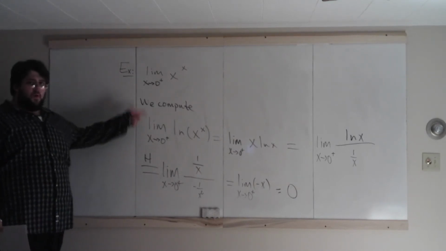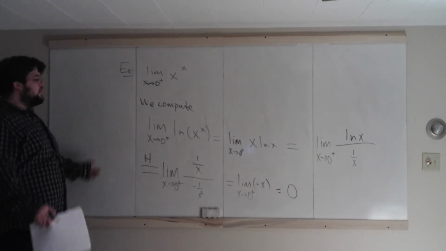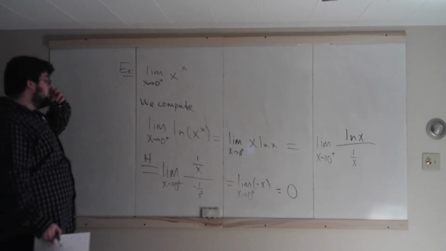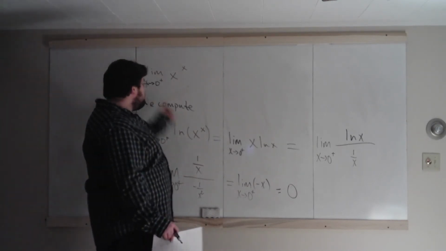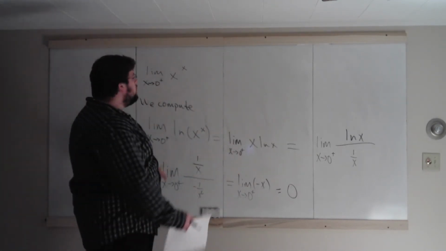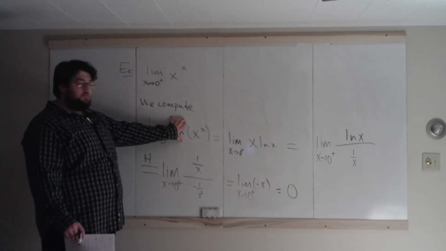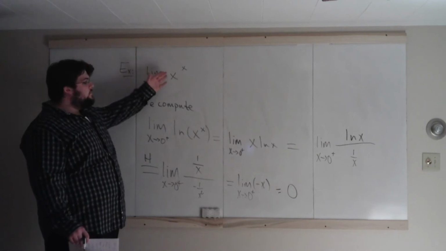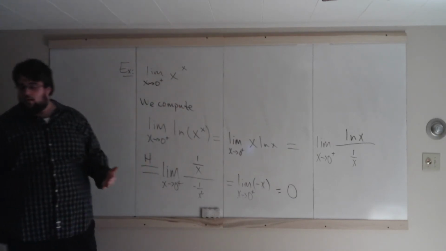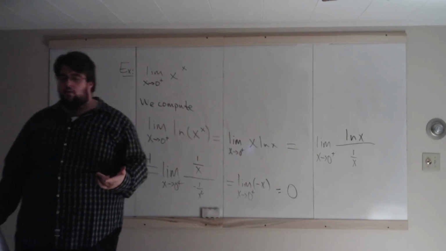That's not the limit we wanted. We just computed a limit we didn't want. But we can use this answer to find the limit we want. All we have to do is remove this logarithm. If we remove the logarithm, then the limit we found is the limit we want. How do we remove a logarithm?